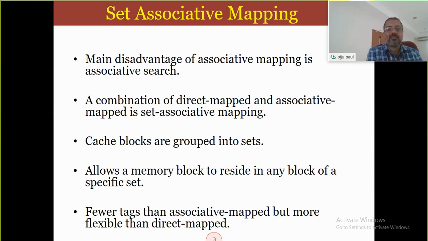Next, go to set associative mapping. The main disadvantage of associative mapping, as we have discussed, is that we have to check all the way. In set associative mapping, I'll explain with this diagram. We need only a few tags. Look at this diagram.